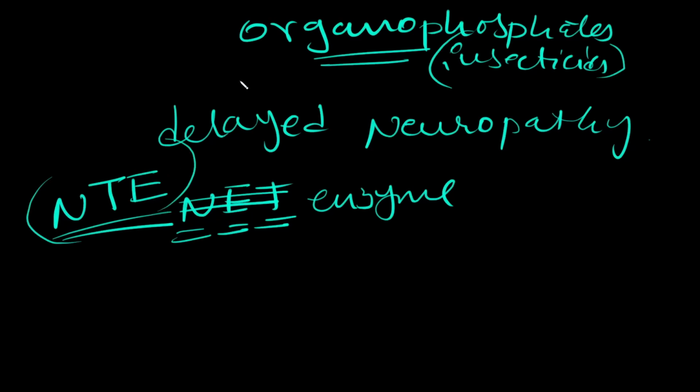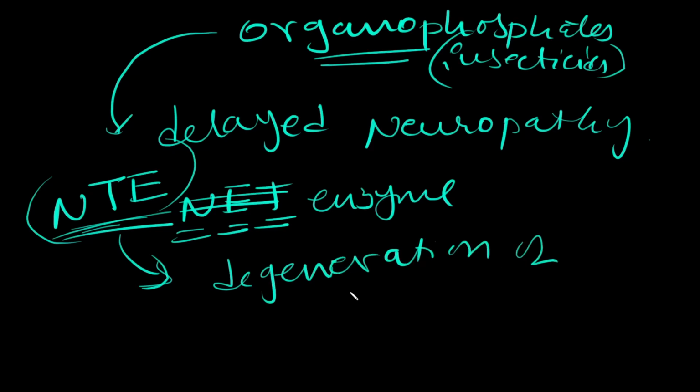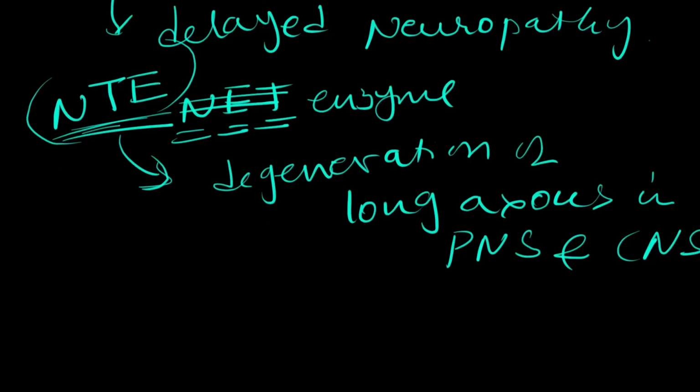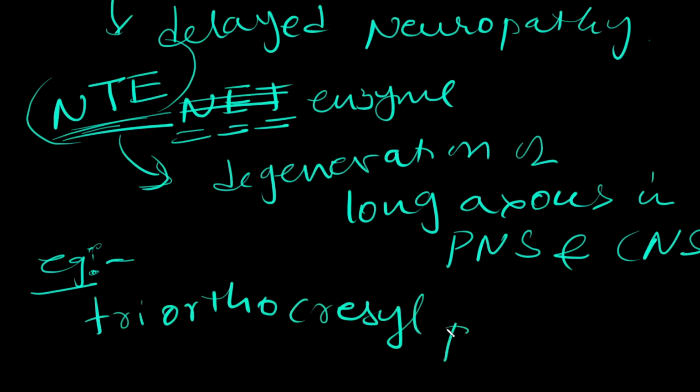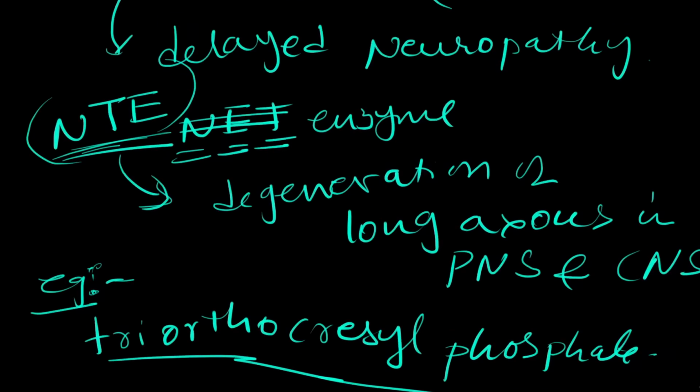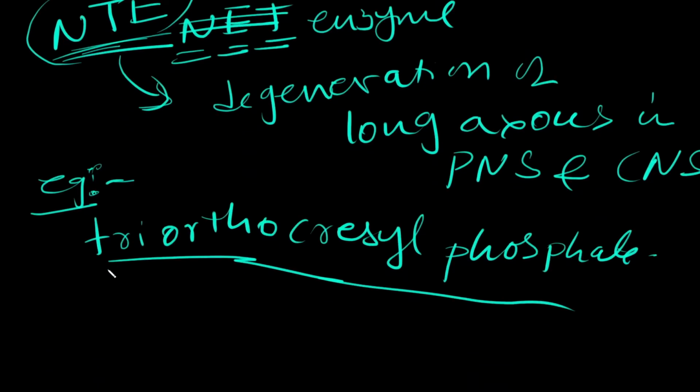These are enzymes. What these organophosphate insecticides do is bind to NTE covalently, eventually causing degeneration of long axons in the peripheral nervous system and central nervous system. One example of such an organophosphate that could cause this delayed neuropathy is triorthocresyl phosphate. In this type of delayed neuropathy, the symptoms were not seen for several days after exposure. So this is one example of delayed toxicity.